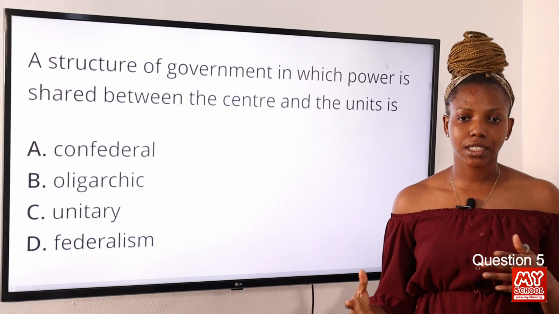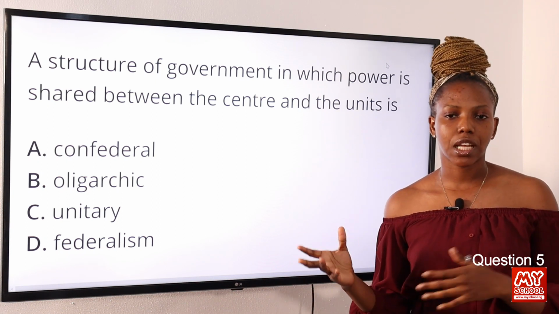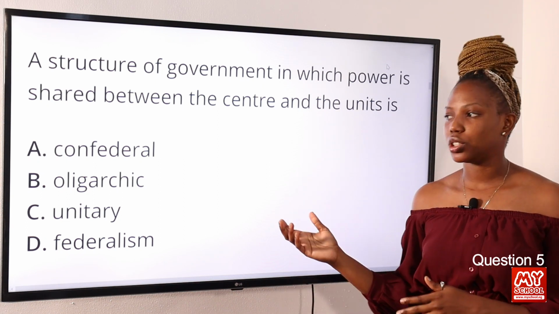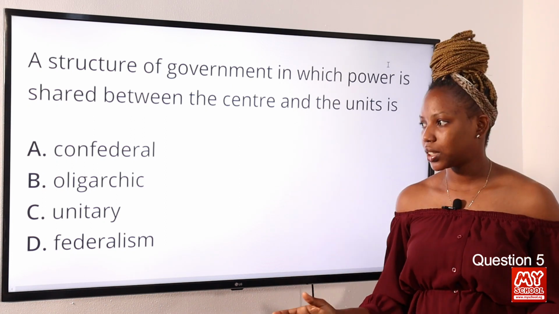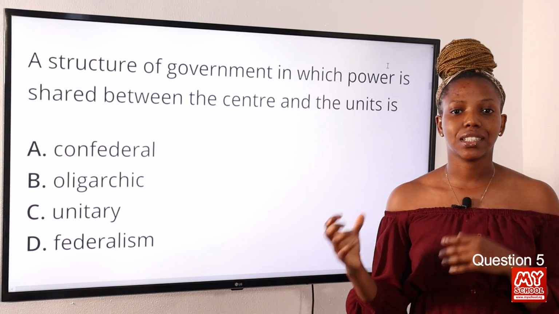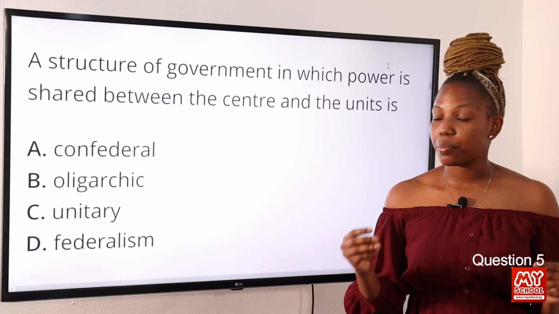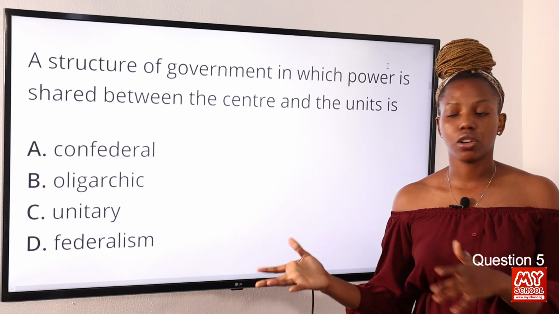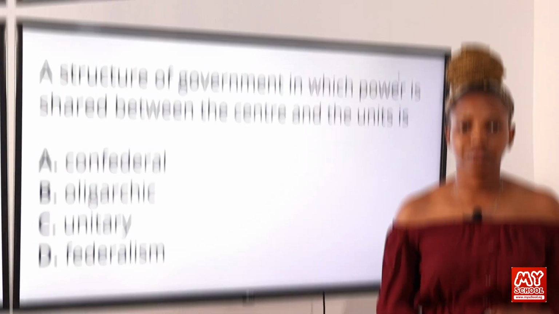In federal states, we see that power is shared between the national government and the states, or the center and the units. However, in a confederal state, all power belongs to the states. Oligarchic, power is exercised by a small number of people. Unitary, power belongs to a strong national government. So the answer to this question is option D, federalism.